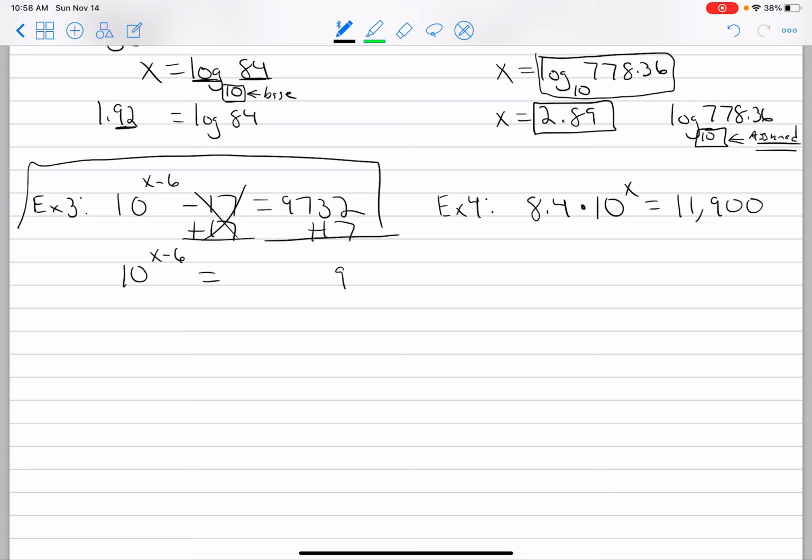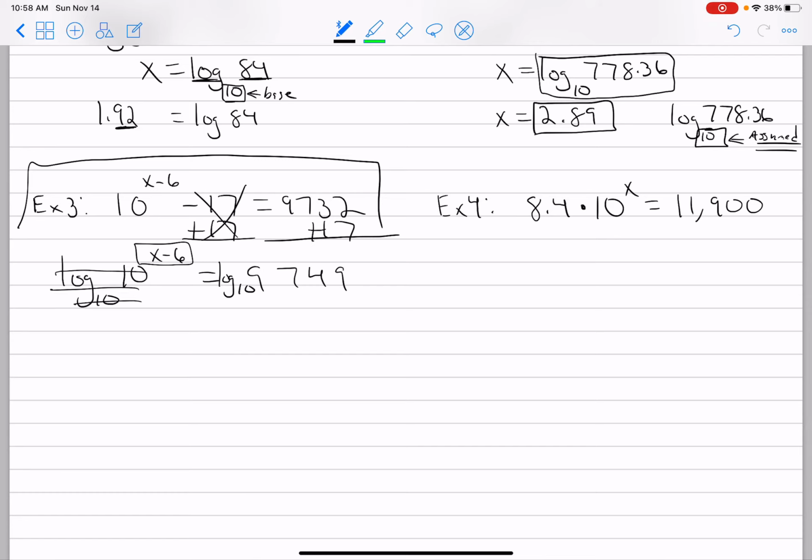I have no idea. That's a 9, that's a 4, that's a 7, and that's a 9. Cool. So 10 to the x minus 6 equals 9,749. All right. Now I have an x in the exponent, right? I have a base of 10. The only way I know how to get rid of the base 10 is by taking a log base 10. So let me do that. Log base 10 on both sides. Ooh, I had a little spot to fit it in there. Sweet.